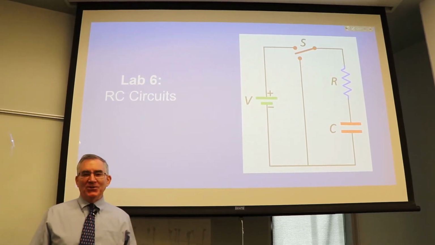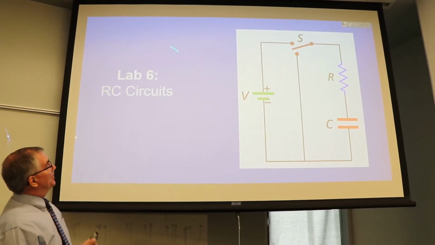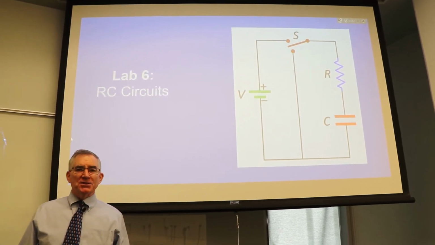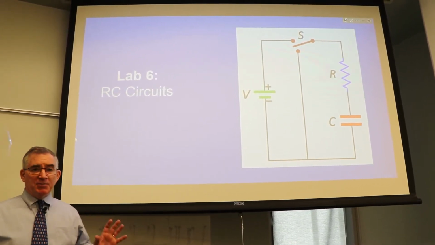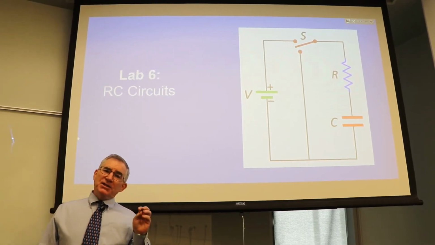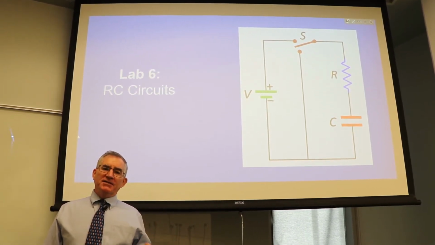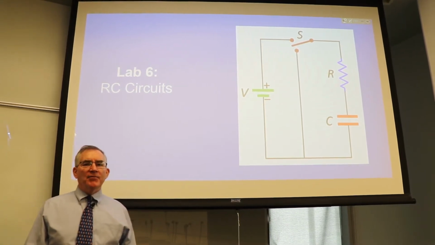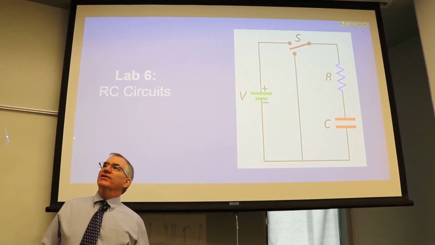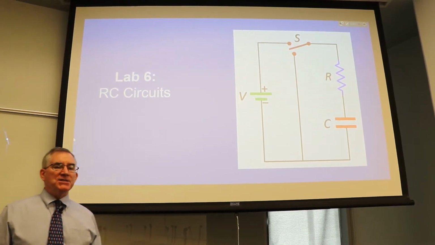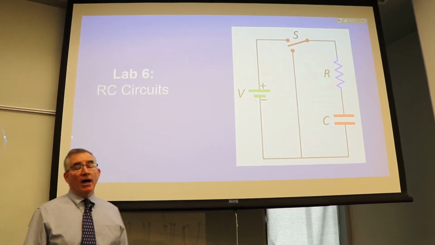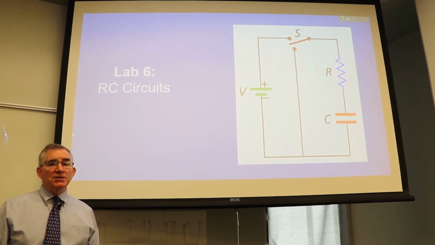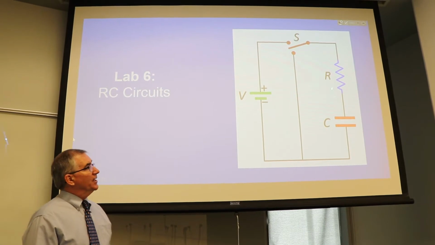All right, welcome to lab number, as you can see up here on the screen, lab number 6. It's called RC circuits. Now this is a nice experiment because you've basically seen the data that you're going to get from this experiment from the previous experiment, lab number 3 on capacitive circuits.